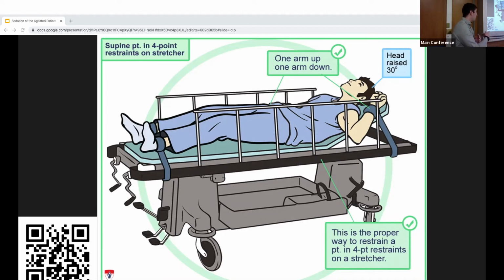There's a video here, this is from MCRIT, about how to apply restraints. So you can watch that. The main thing you have to worry about is that you don't want them to aspirate, so you make sure you elevate the head of the bed.